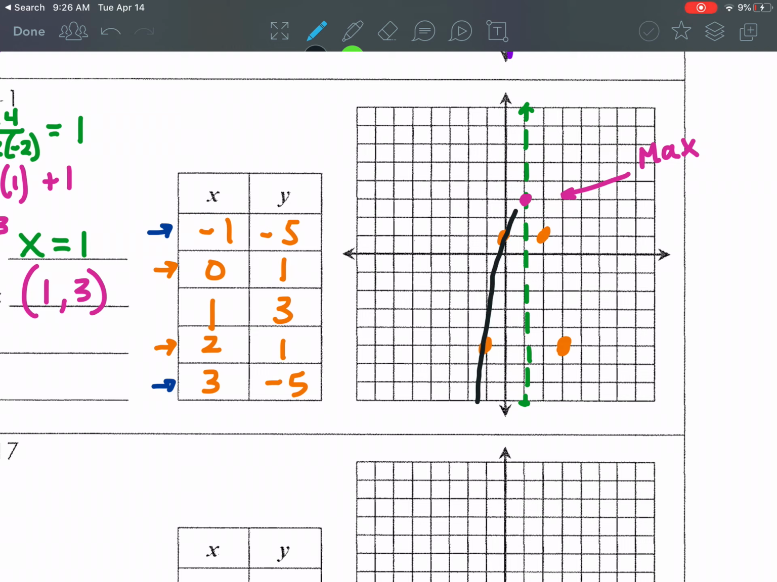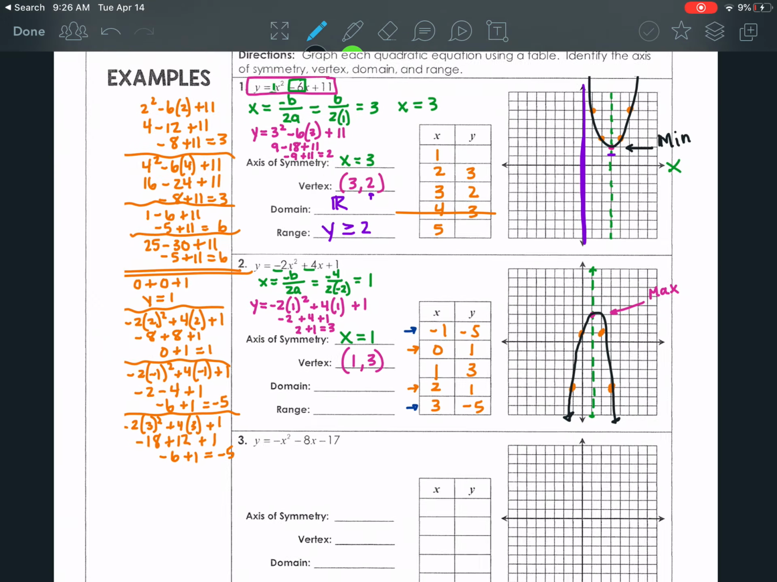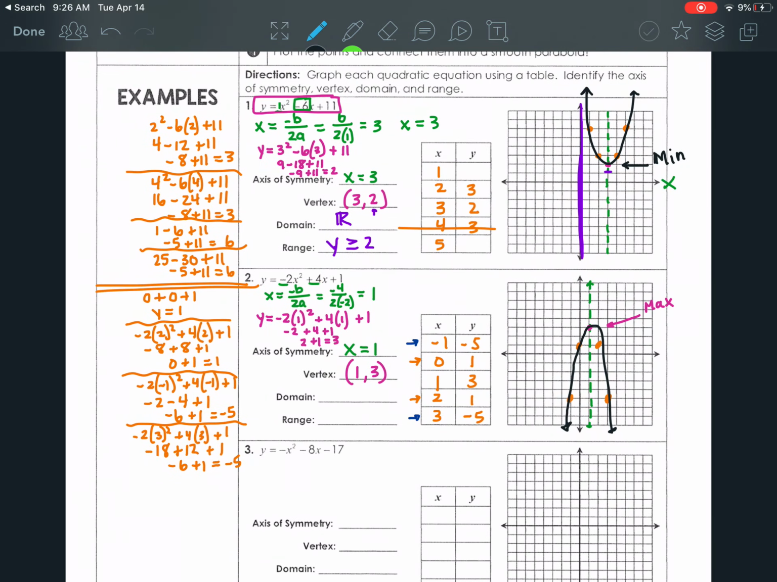Notice this one's a little skinnier. Not the best parabola there. And it's all because of that a value. That a value was multiplying it by 2, so it squeezes it in. It's a little skinnier. Okay, if your a value is a fraction, so let's say 1/4, it's going to expand and make the parabola wider. Okay, so I'm just going to do those 2 examples.